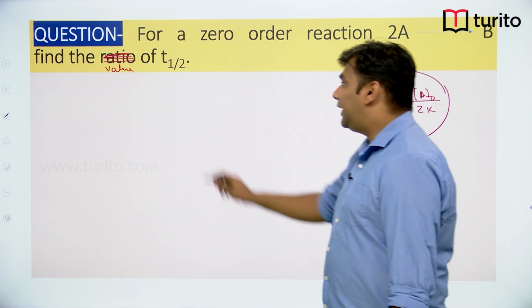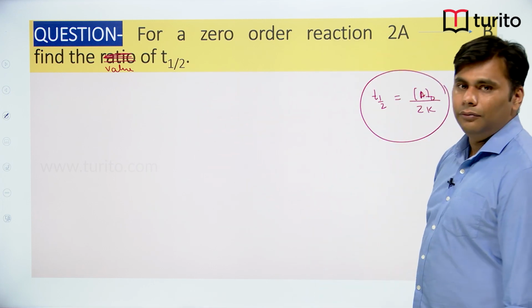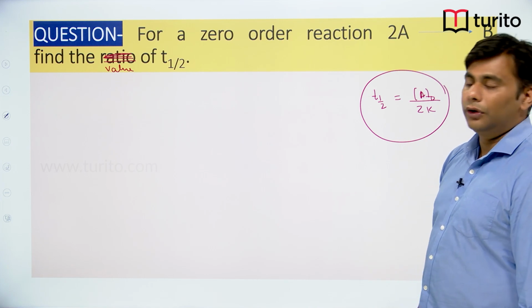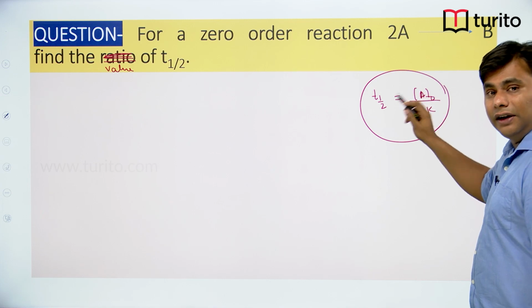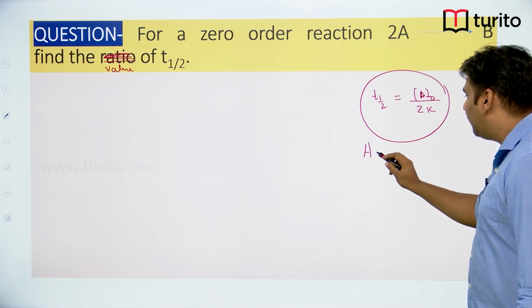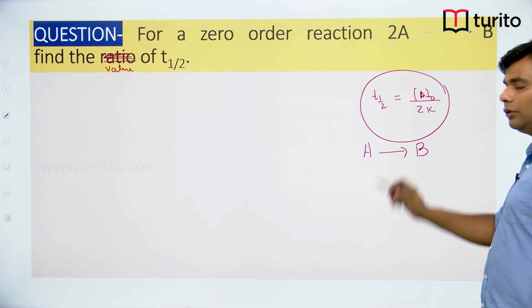Now, will T half for this reaction be the same or not? When we were deriving T half, we were deriving it for the reaction A changing into B.